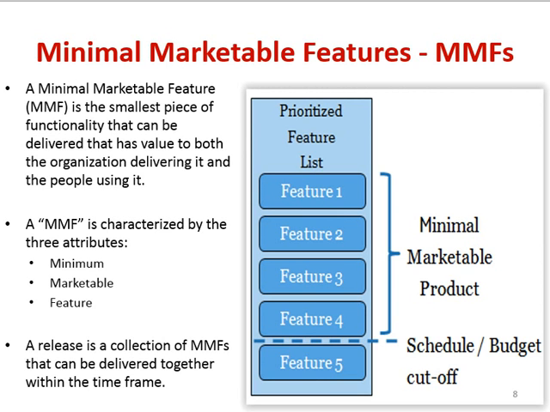So MMF is minimal, that is minimum, marketable, that it should be shippable enough, and feature, that it should add some value. Suppose you have a priority backlog of features 1, 2, 3, 4 and 5, but the MMF is only features 1, 2, 3, 4. So in your iteration planning or release planning, you can skip feature 5 for the time being, because it is not adding any value to the customer or the developer. A release is a collection of MMFs that can be delivered together within the time frame. Again, time boxing, keep in mind.